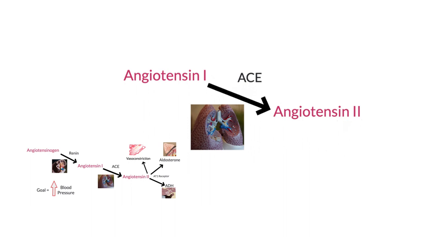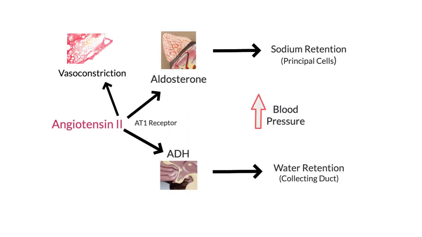This is a crucial step because on its own, angiotensin I is going to have very minimal physiological effects, whereas once it's converted by ACE into angiotensin II, that's when we'll notice the increased blood pressure that comes from the various downstream effects of angiotensin II. So let's get into what these effects are.